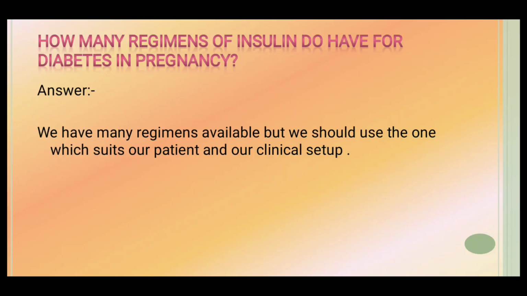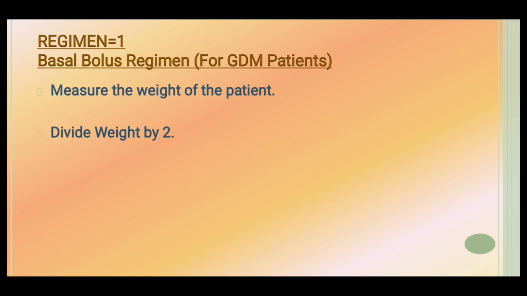Now the question arises, how many regimens of insulin do we have for diabetes in pregnancy? The answer is that we have many regimens available, but we should use the one which suits our patient and our clinical setup. So first of all, the first regimen that I'm going to discuss with you is called the Basal Bolus regimen.